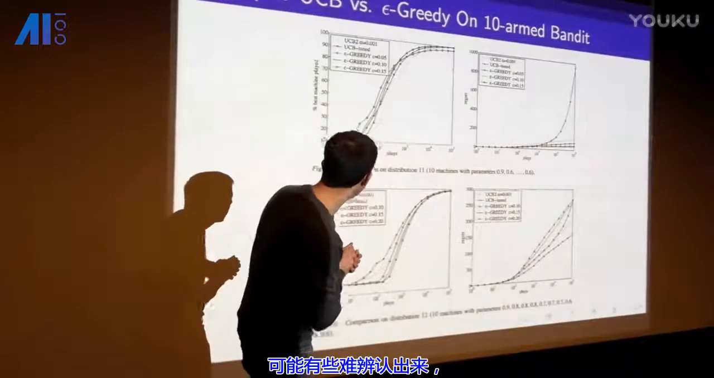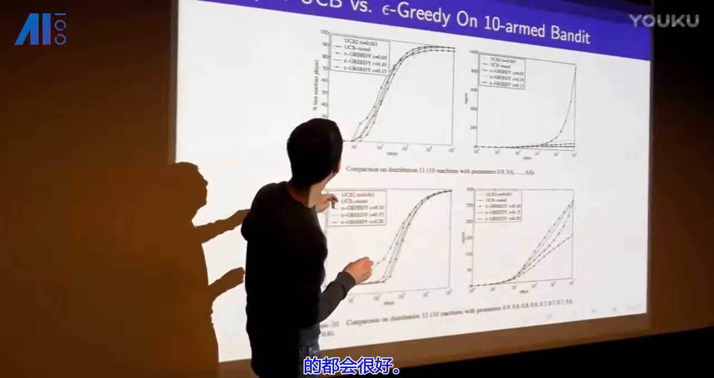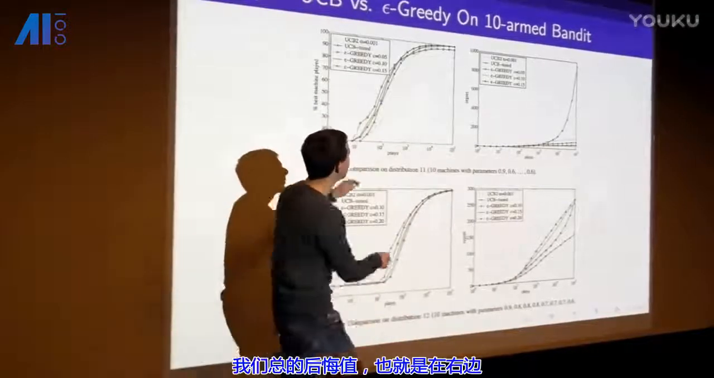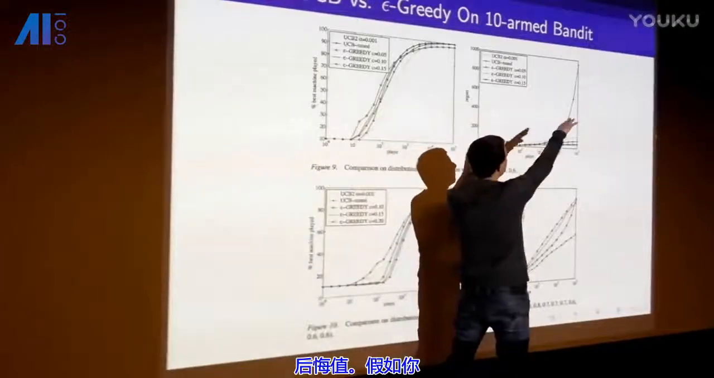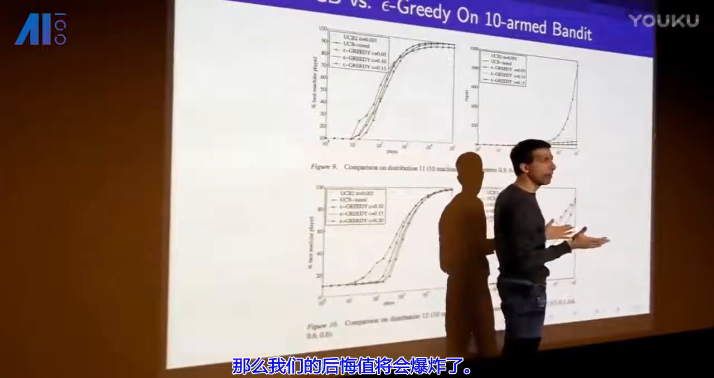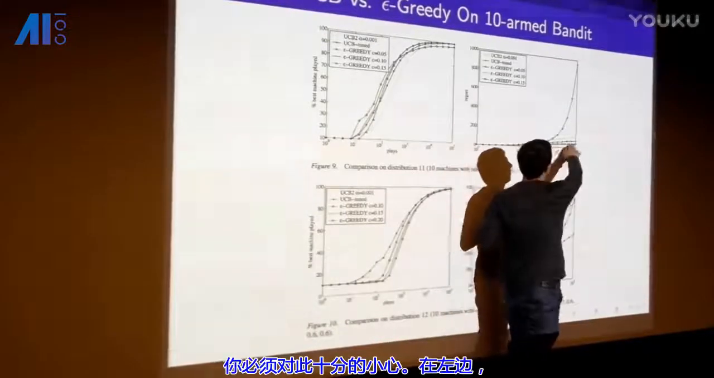So it might be difficult to pick out, but yeah, in each case, the UCB algorithm is doing really very well. And what we're looking at is the total regret here on the right-hand side. This is the total regret over time. And you can see that if you use the wrong epsilon value, things just blow up. But the UCB algorithms do really quite well.